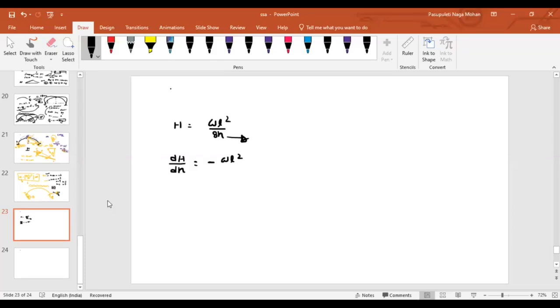To differentiate, how much will you get? Minus, what is the H inverse? Minus 1 by H square. So minus WL square by 8H square. What does this minus represent? Decrease, opposite. That means if your H increases, the change in thrust will be minus, that means it will decrease. So the proportionality will be minus. Now, what will be my change in thrust then? My change in thrust will be equal to minus WL square by 8H square into change in rise, delta H.